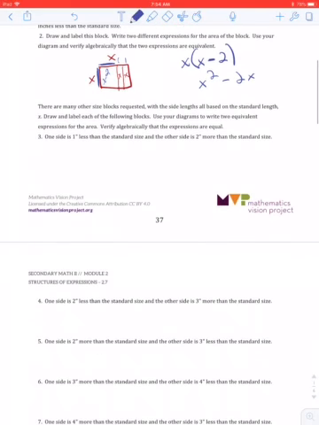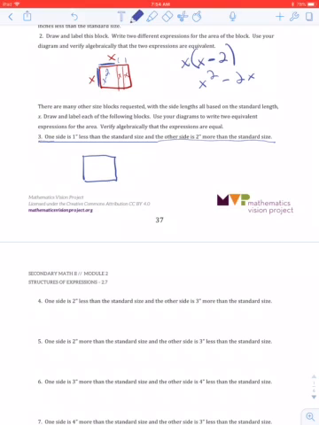Let's do another one. Okay, sorry I'm not reading all the instructions, but I'm sure you're fine. Number 3, one side is 1 inch less than the standard size, and the other side is 2 inches more than the standard size. Okay, so that's how number 3 is going to look.